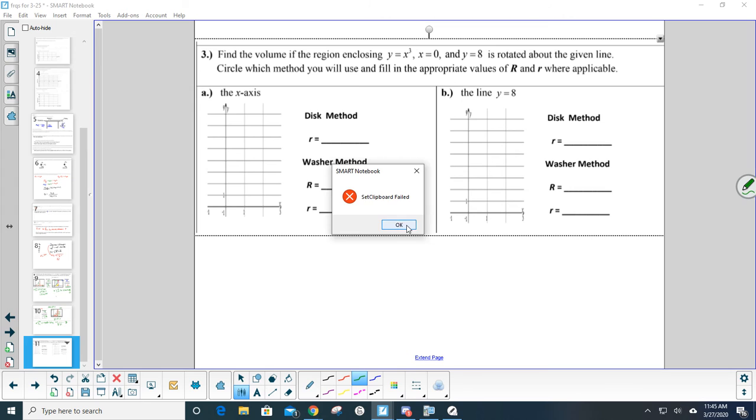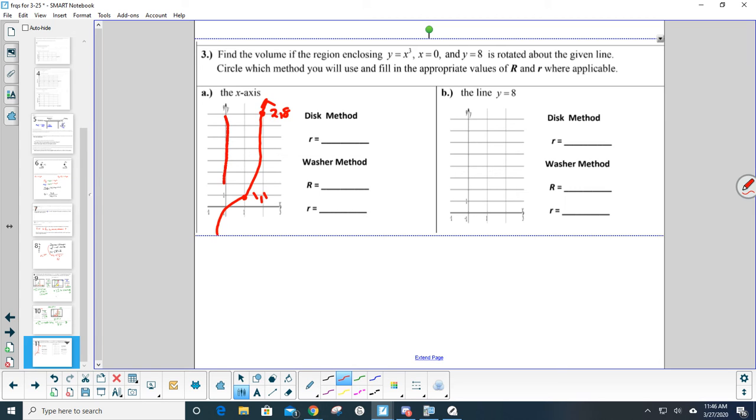Okay, so if I'm looking at this, I know y equals x cubed is one of those. Yep. And this is 2, 8. And this is 1, 1. I was trying to get it to be a little accurate. And x equals 0 is that line. Y equals 8: 1, 2, 3, 4, 5, 6, 7, 8. So the area we're looking at is the area in here.